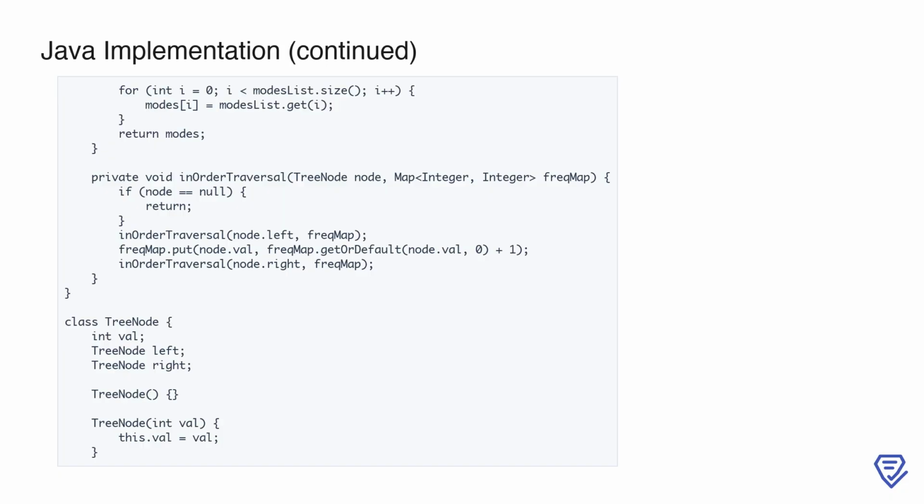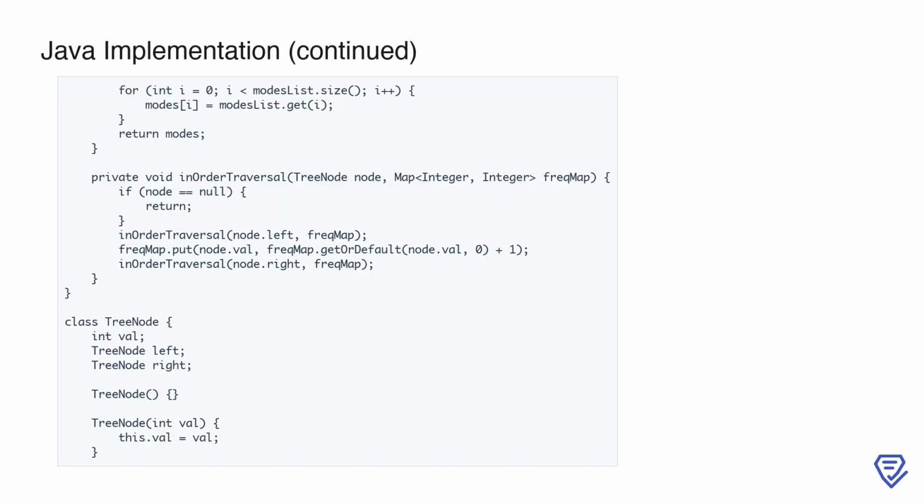Now, let's take a look at the in-order traversal method, which is the helper function used to populate the frequency map. This method takes a tree node and the frequency map as parameters. It first checks if the current node is null, and if so, it simply returns to avoid further processing. Otherwise, it recursively traverses the left subtree, processes the current node by updating its value in the frequency map, and then recursively traverses the right subtree.